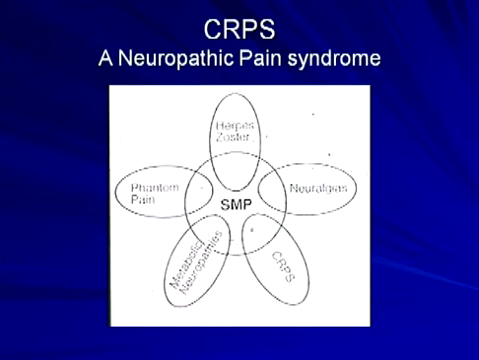So what is CRPS? CRPS is believed to be a neuropathic pain syndrome. And if you look at sympathetically maintained pain, it can affect many neuropathic pain conditions, from neuropathies and neuralgias, phantom pain, herpes zoster. There are reports in the pain literature of all of these conditions responding to sympathetically maintained pain treatment.